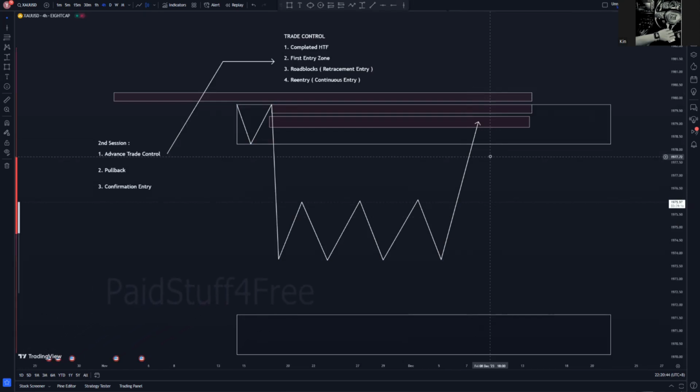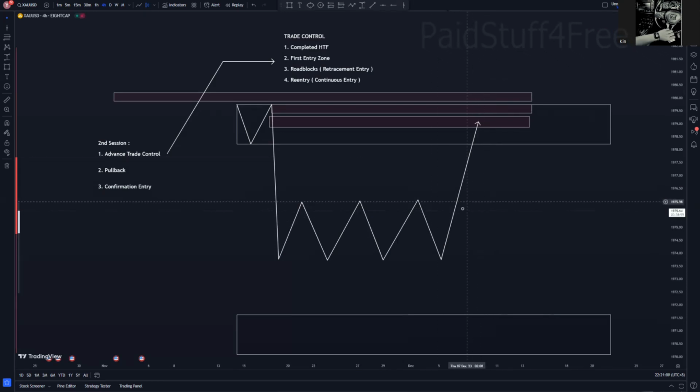So we're not going to do that, because when the price gets into the buy zone or the sell zone, before we take the buy or the sell, we are going to understand why we take that trade. Why do we take that trade?